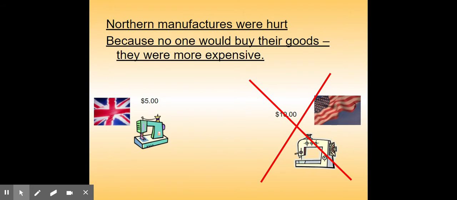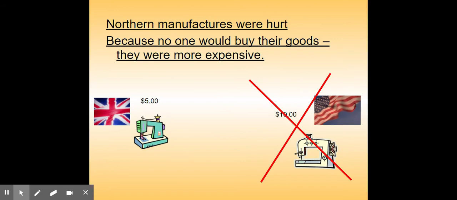They are seen as more expensive. So U.S. industry is taking a hit. Well, these northern manufacturers go to the government and say, look, what can you do to help us here? What can you do to protect us? And we've talked about this in class already in some situations. One of the things you can do is raise taxes, especially taxes on imported goods.